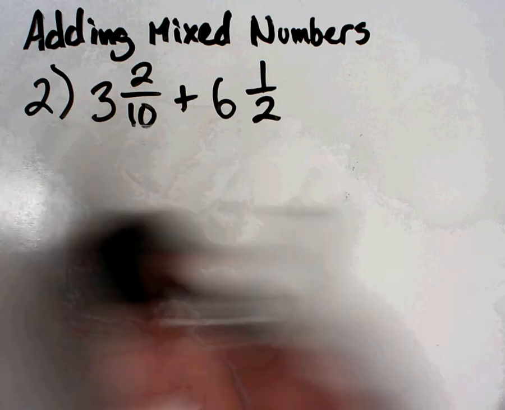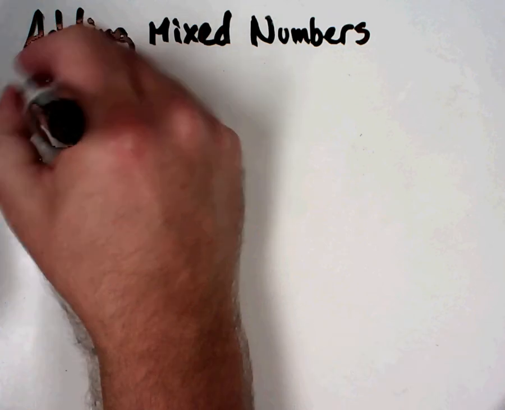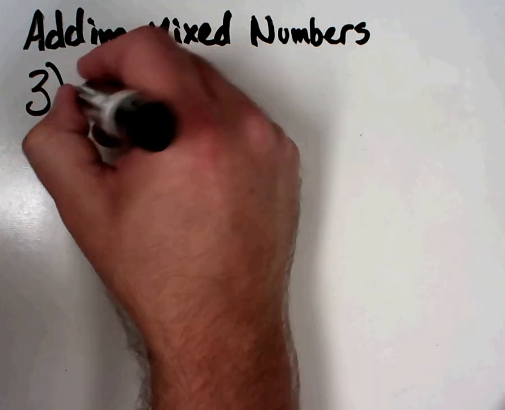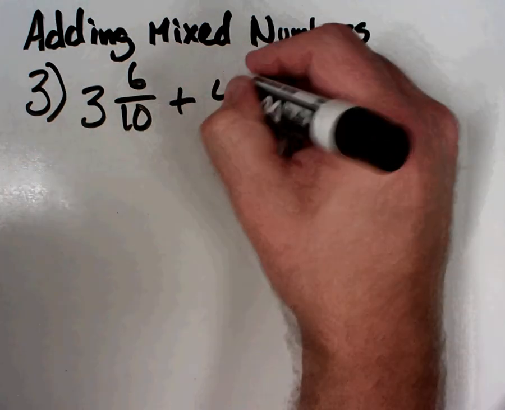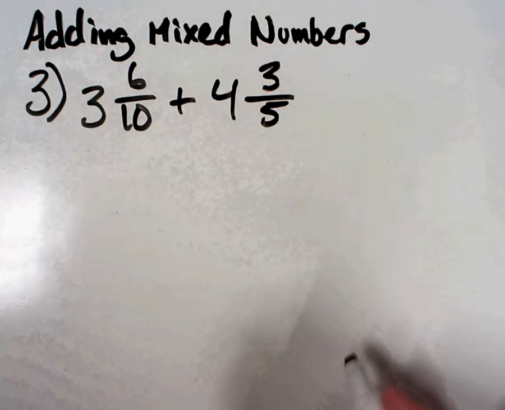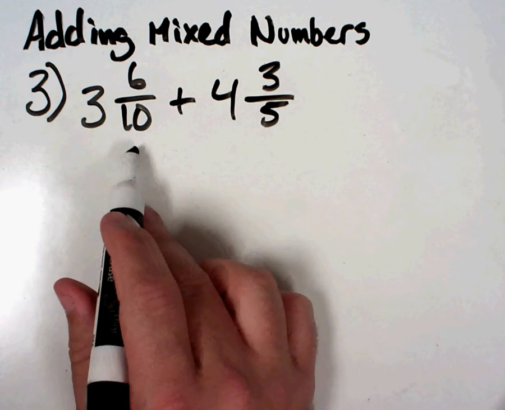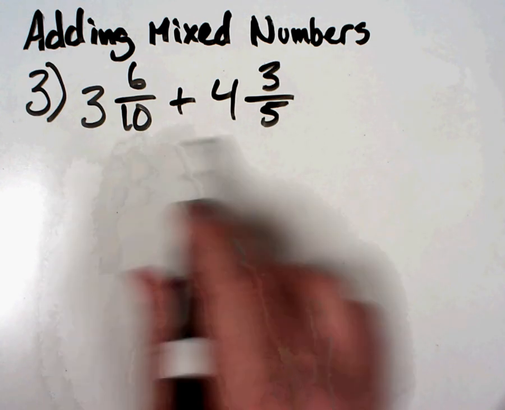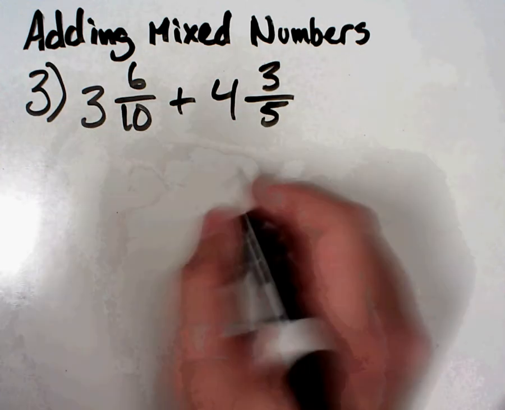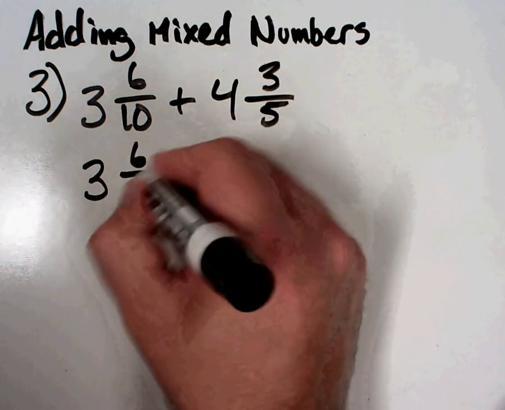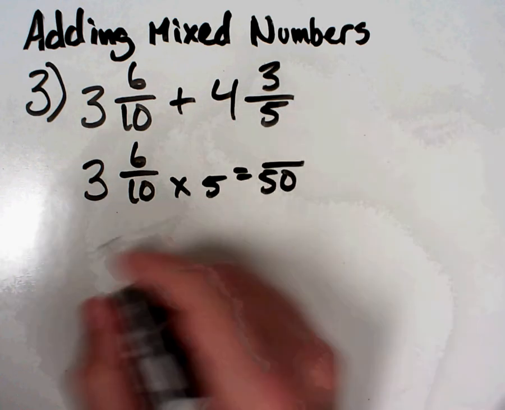All right, on to number 3. Number 3 is 3 6/10 plus 4 3/5. And again, this is a situation where I could use 10 as my common denominator, because 10 is a multiple of 5. But I'm going to go ahead and stay consistent, and I'm going to multiply my denominators. So my common denominator will be 50.